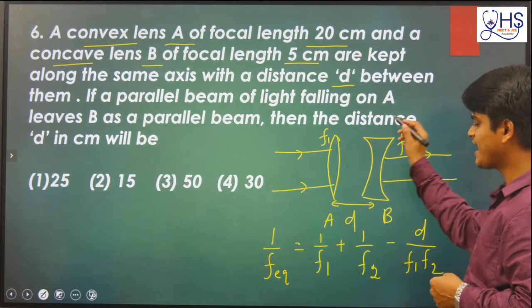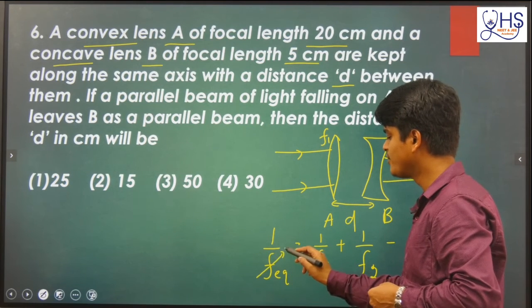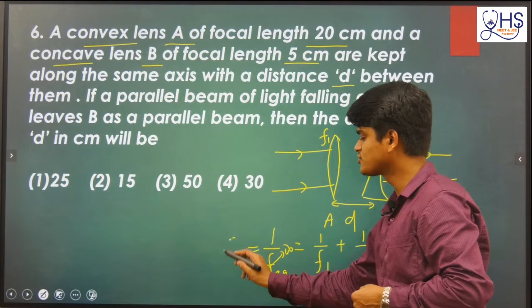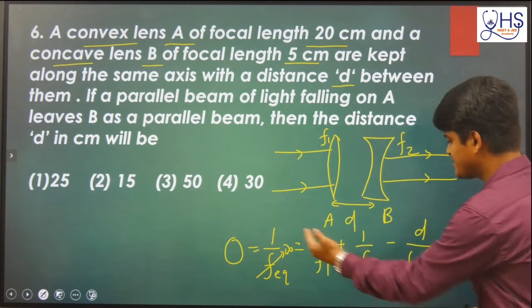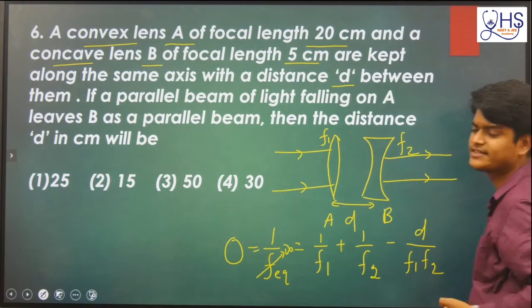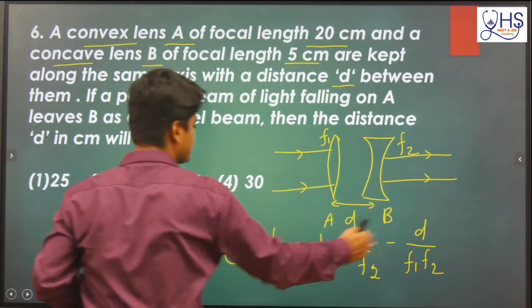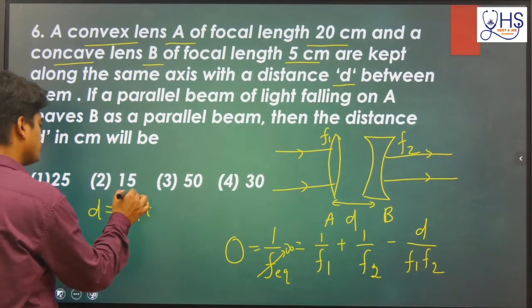If it is acting like a glass surface, then this f will become infinity. That means this total 1 by infinity will become 0. So you have to equate this to 0 and you will get the answer. And if I solve this, I will get d equal to, with sign.